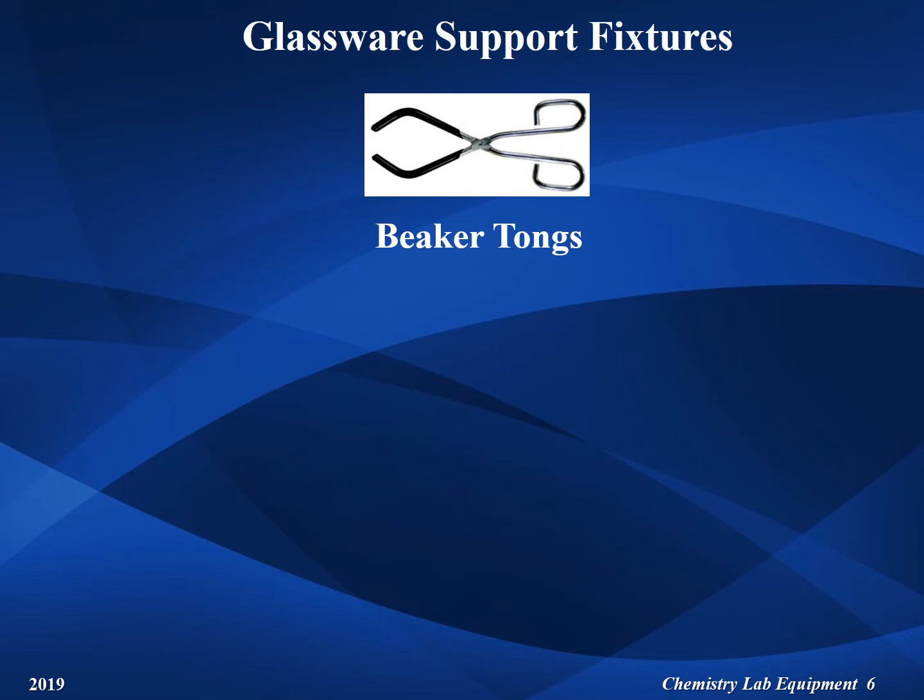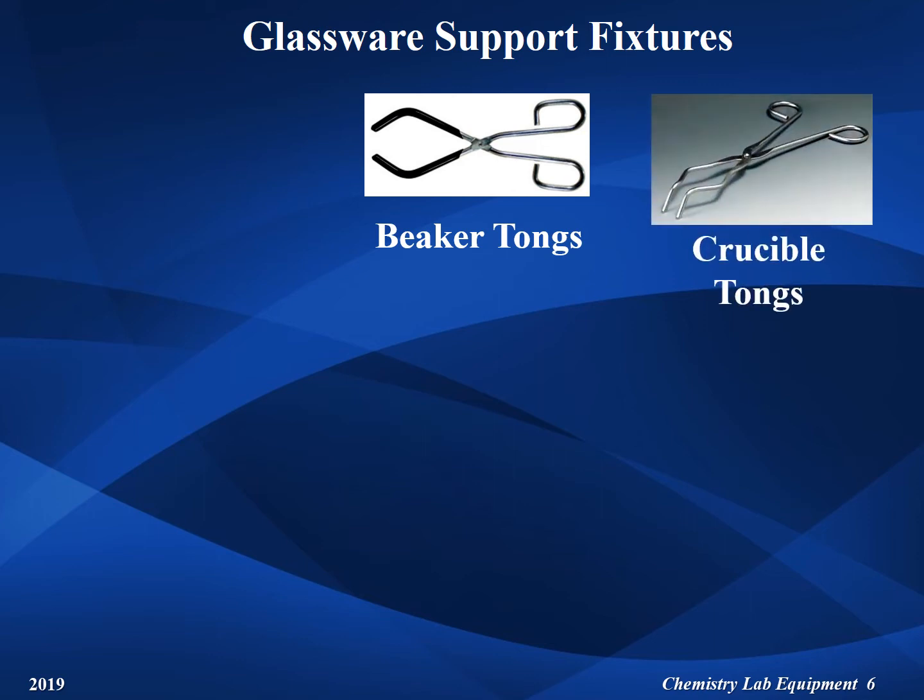glassware. Beaker tongs are used to carry a beaker containing a hot liquid. Crucibles are typically used to heat substances to a very high temperature. These tongs are used to remove the crucible from a hot oven and transfer it to a workbench or fume hood.